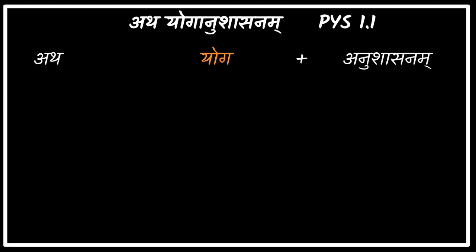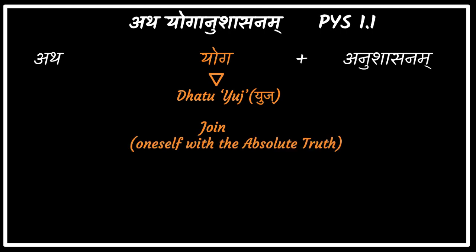Then comes Yoga, the second word of this sutra. The word Yoga stems from the root word or dhatu, yuj. Yuj dhatu has three different but related meanings. The first and perhaps the most popular meaning is to join. In the context of this text, it refers to joining oneself with the absolute truth.